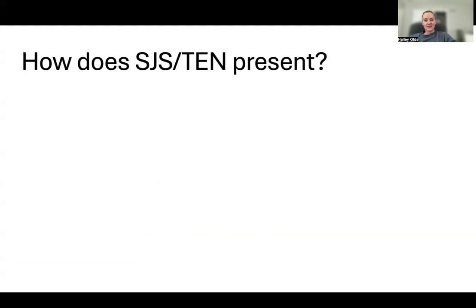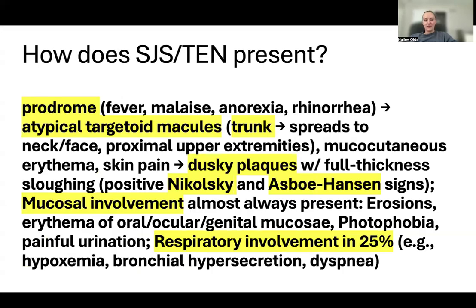So how does SJS/TEN classically present? So first you're gonna have fever, malaise, maybe a runny nose. Then you get these atypical targetoid macules. So like we talked about, these are gonna be flat, so it's different than the ones seen in EM. And they start on the trunk and then spread to the face, neck, proximal upper extremities. You can get some erythema, some pain. Then you get dusky plaques and you get full thickness necrosis, or full thickness sloughing of the skin.